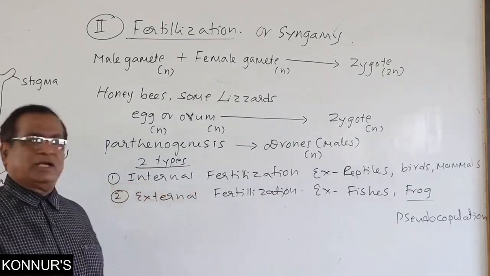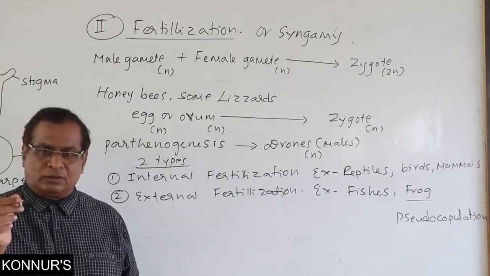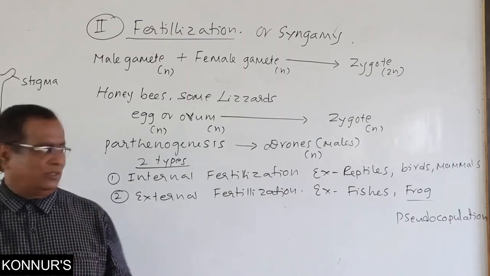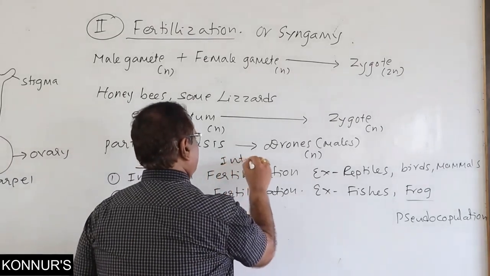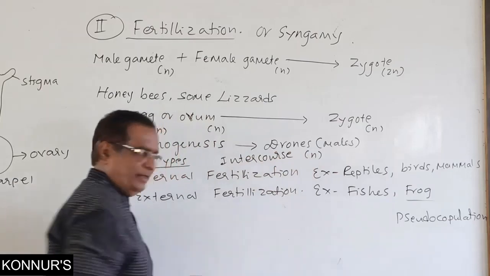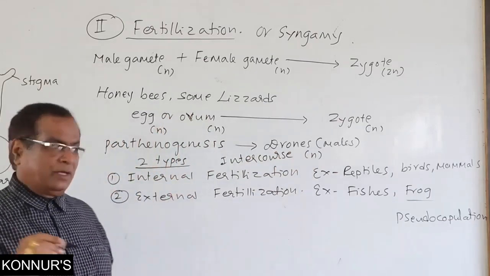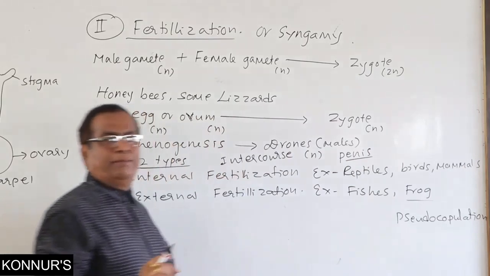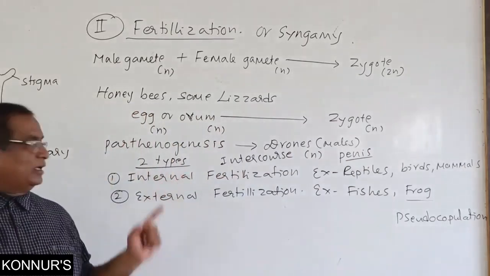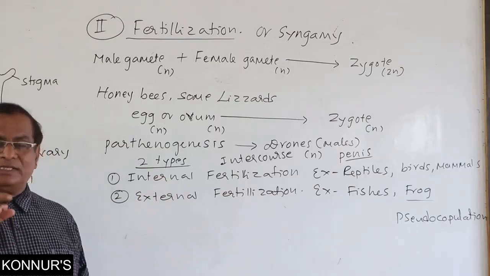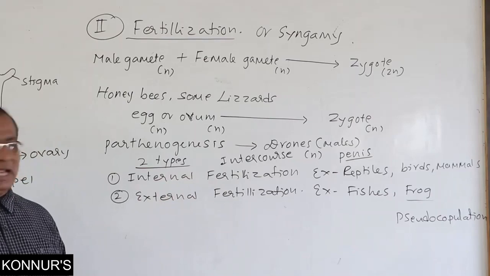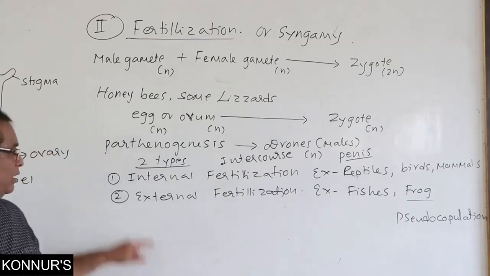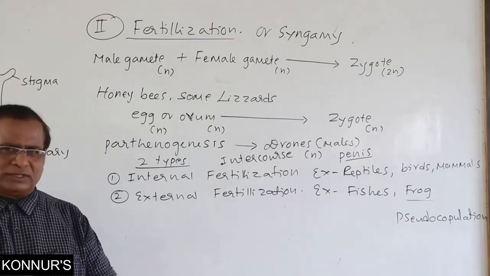Last one, in internal fertilization, to introduce the sperms into the genital system of females, a sexual act named intercourse is necessary, and the introduction of sperms takes place by the genital organ in males named the penis. By the penis, there is an introduction of sperms in the genital system of females during sexual intercourse. But in case of external fertilization, there will be no sexual intercourse.